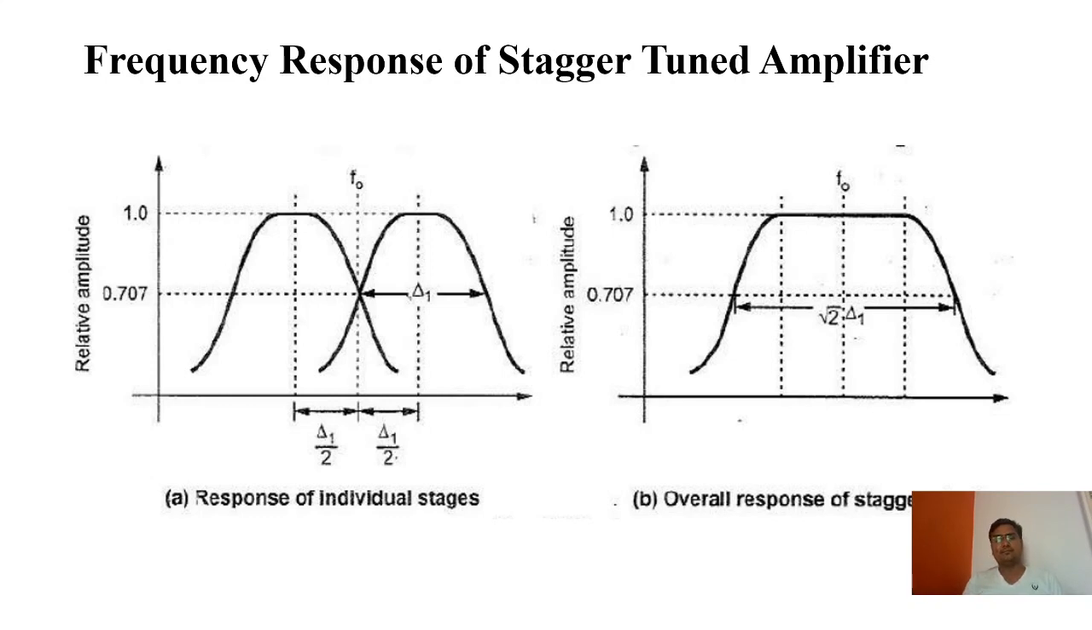Look at the bandwidth. The bandwidth is large. That is the effect I get if I cascade two single tuned amplifiers with a certain criteria. What is the criteria? The criteria is that the resonant frequencies are different and the difference is the bandwidth. So finally, what can I conclude with the stagger tuned amplifier? I can conclude that the stagger tuned amplifier shows larger bandwidth.